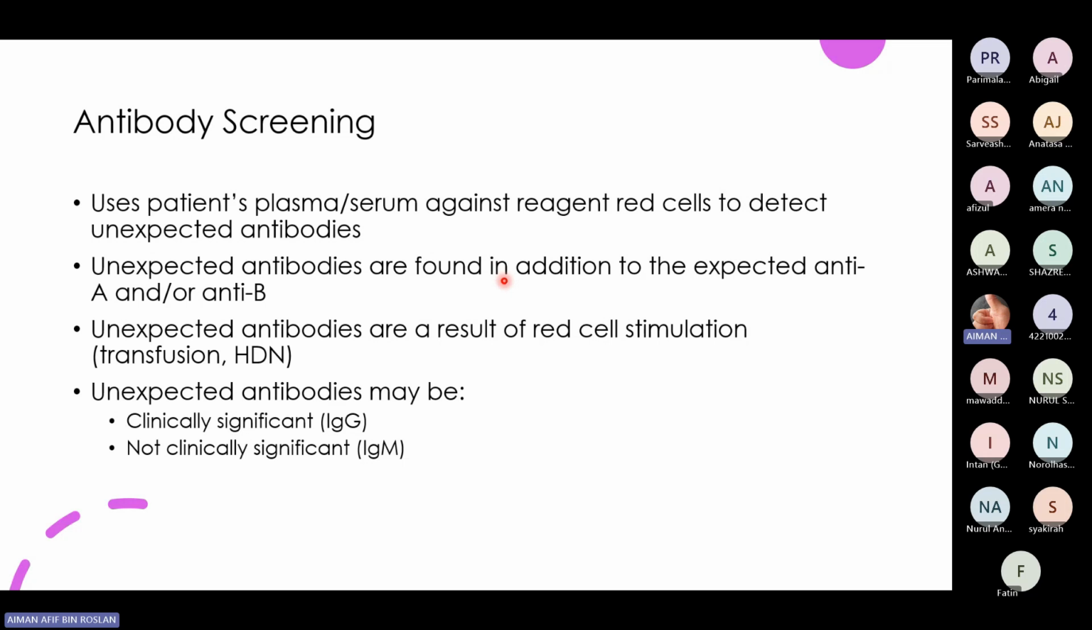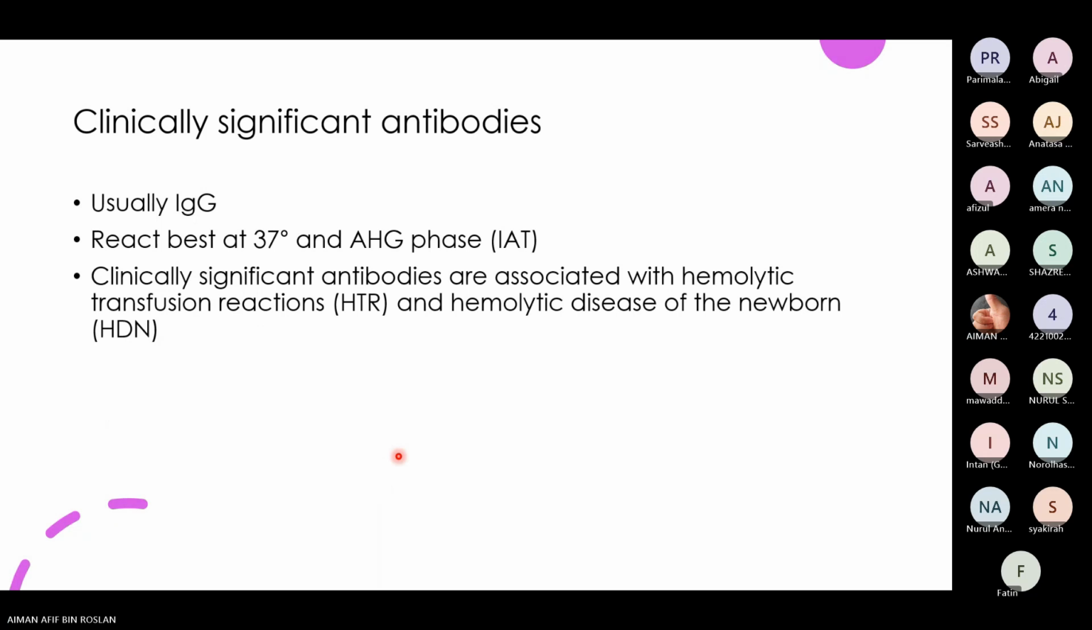Unexpected antibodies are found in addition to the expected anti-A or anti-B. Unexpected antibodies are the results of red cell stimulation from transfusion ataupun hemolytic disease of the newborn. Unexpected antibodies may be clinically significant ataupun from IgG ataupun from IgM. Okay, clinically significant antibodies usually are IgG, react best at 37 degrees Celsius and AHG phase. Clinically significant antibodies are associated with hemolytic transfusion reaction and hemolytic disease of the newborn.